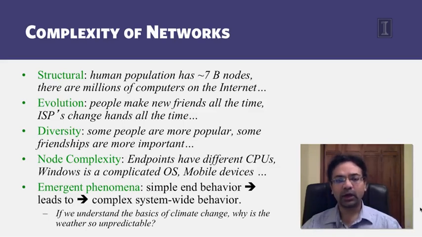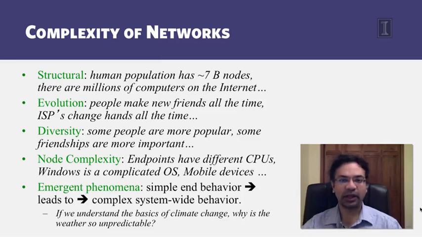And even though you might be able to represent each of these vertices by a few simple rules, when you put a large number of these vertices together in a network, you get some very complex global behaviors. These are often called emergent phenomena. So even from simple vertex behavior and edge behavior, which are governed by simple rules, you might get very complex system-wide behavior. One of the best examples of this is climate change.